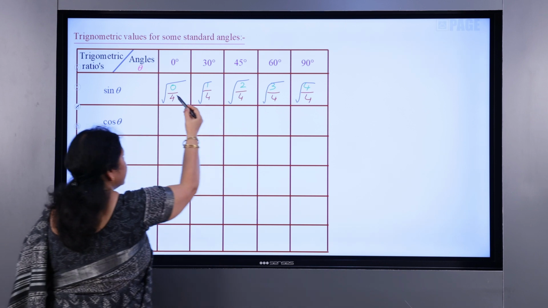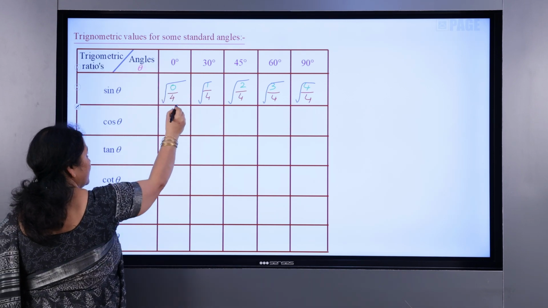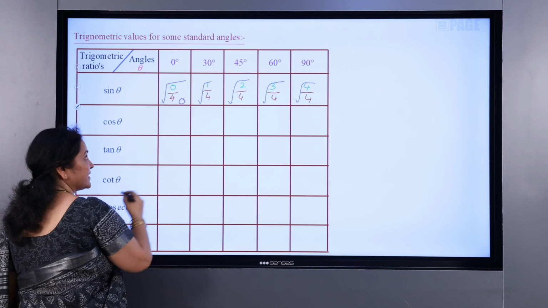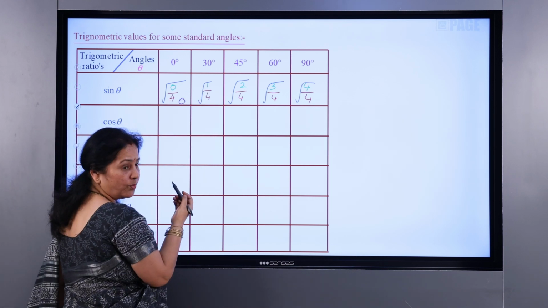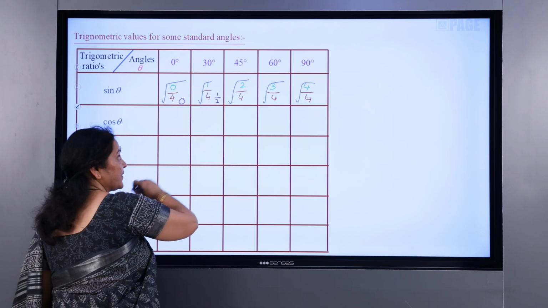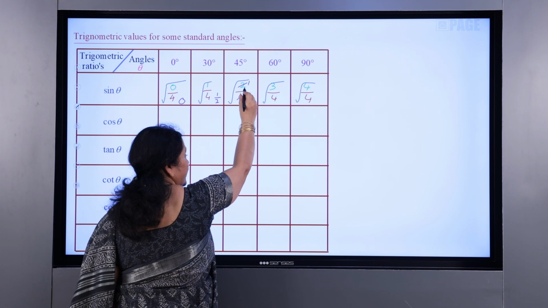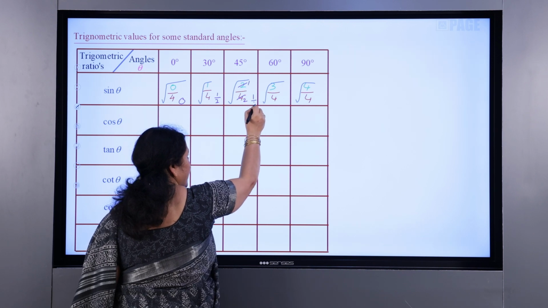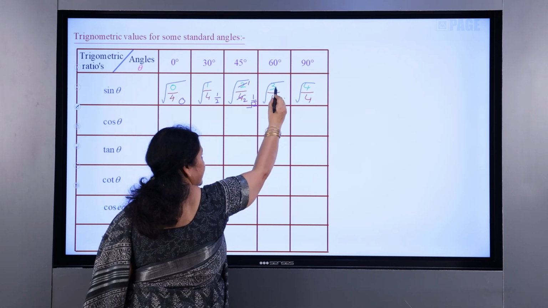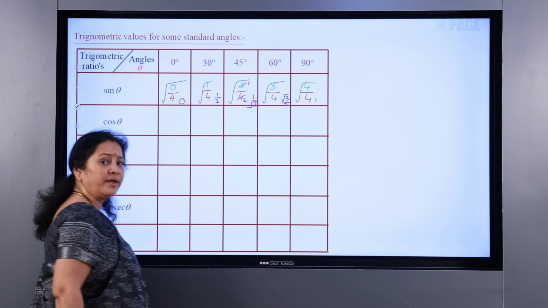Now 0 by any number is 0, so this value is now equal to 0. Next, square root of 1, we know is 1. Square root of 4 is 2. So this would be 1 by 2. Now 2 is 1 times 2, and 2 is 2 times 2 here. Here it is square root of 1 by 2, which is 1 by root 2. And here this is root 3 by 2. And here this is going to be 1.